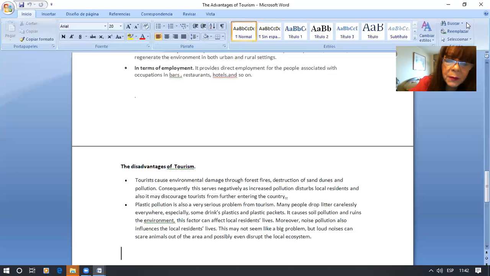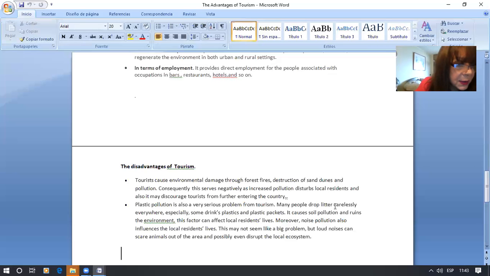And then there is another problem, disadvantage, that plastic pollution, the bottles, for example, that are made of plastic. Plastic pollution is also a very serious problem from tourism. Yes, this is correct, right? Many people drop litter. That's correct. Litter is also connected with paper. Litter is paper, is packaging, etc., thrown on the ground. That's what tourists do sometimes.